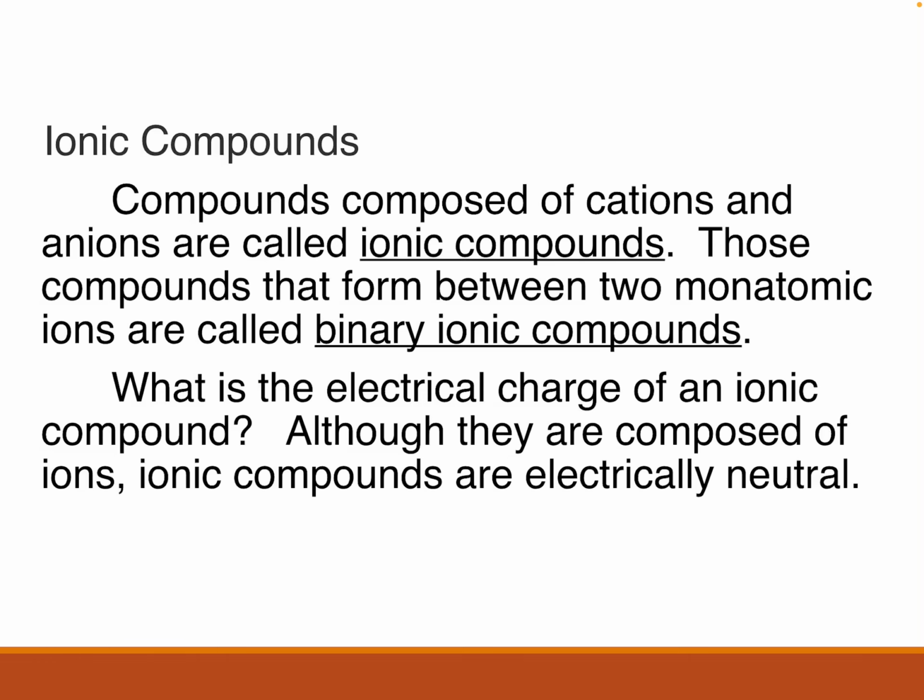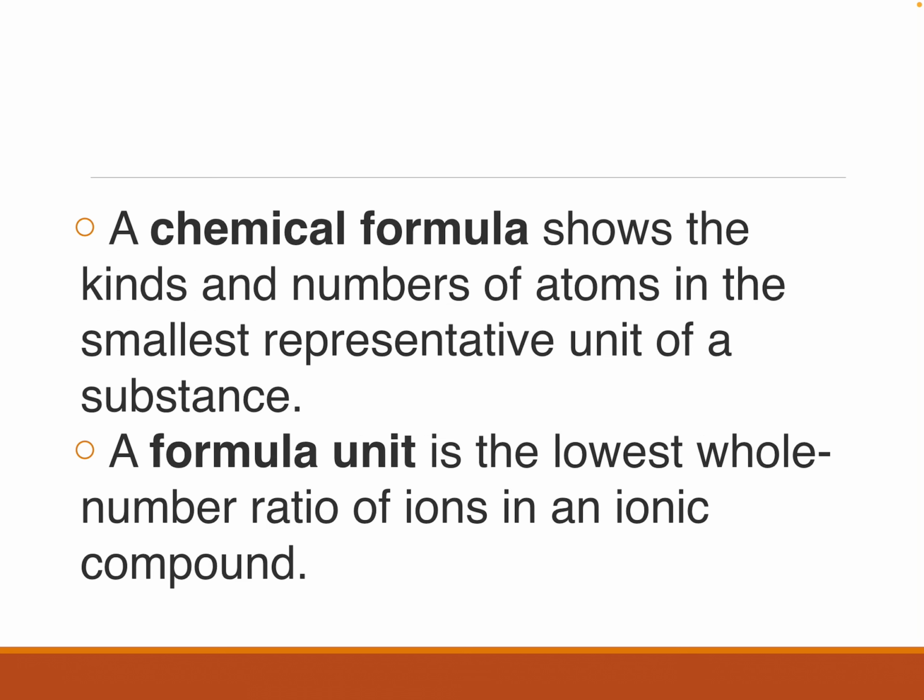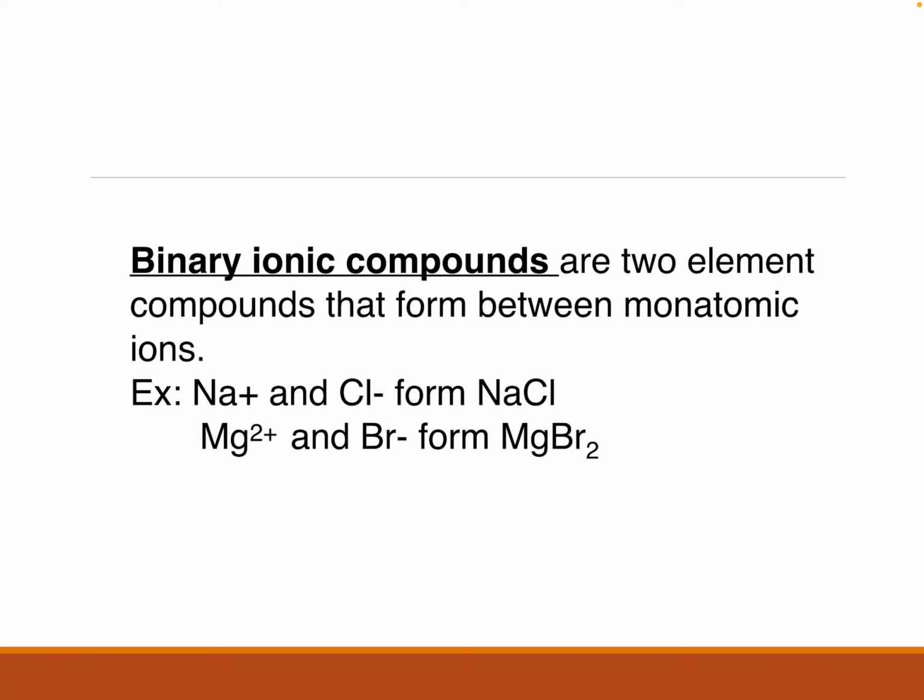So we got to talk about compounds. An ionic compound is composed of cations and anions. If you only have 2 elements involved, then we call that a binary ionic compound. 2 elements involved, not 2 atoms, but 2 elements involved. Chemical formula, obviously, we've already talked about this. It's going to show the kinds and numbers of atoms. A formula unit is the lowest whole number ratio. It's like a molecule, but for ionic compounds.